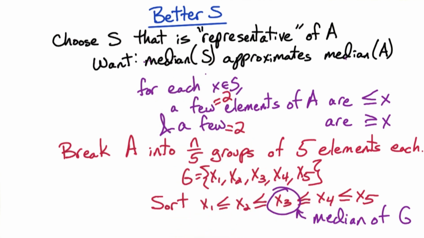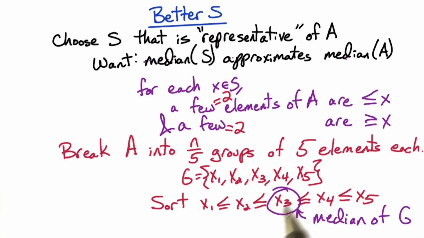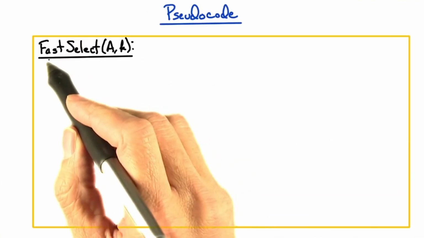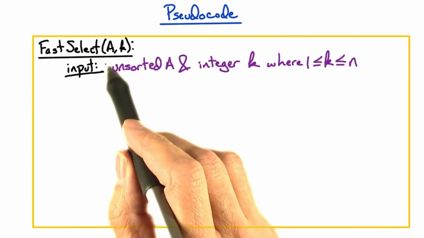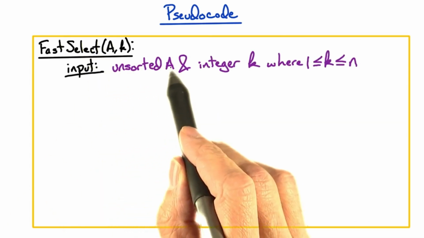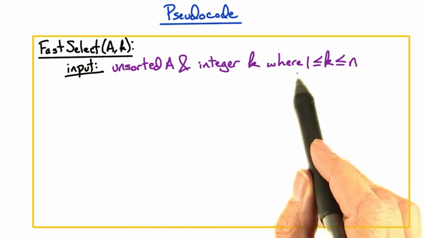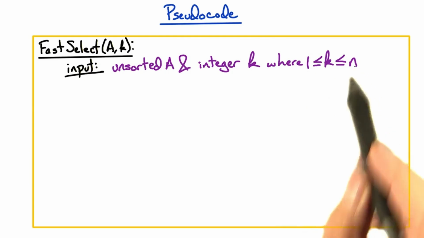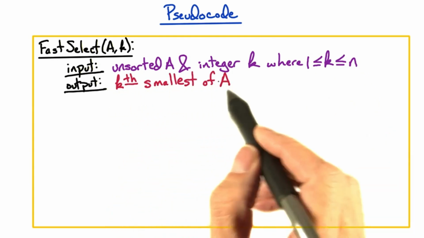is a good pivot. So let's go ahead and detail the pseudocode for this algorithm, and then we'll go back and look at the claims that we're making about this pivot being a good pivot, and look at the running time of our algorithm. Now let's detail the pseudocode for our linear time median algorithm. The input to the algorithm is an unsorted array A of size n, and an integer k, where the integer k lies between 1 and little n. And the output of the algorithm is the kth smallest element of the array A.